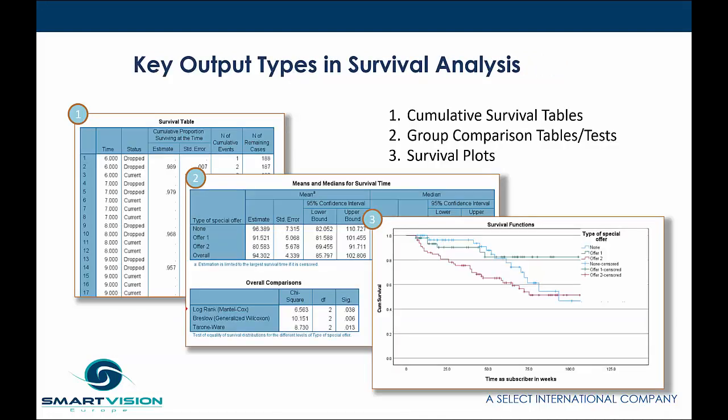The key output types that you should be looking for within survival analysis are, typically, a survival analysis table, which gives you a description of people's survival chances at different time points. Then you usually have some sort of test or group comparison table, which allows you to test whether one type of treatment makes a difference compared to another. And thirdly, you tend to see survival plots, which we'll talk about in more detail later on, but basically illustrate survival broken down by different groups over time.